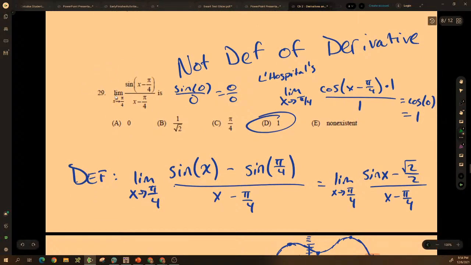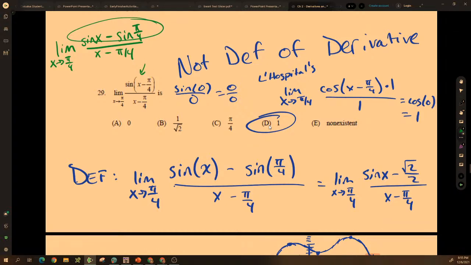All right, next one. We did this one in class where this was not the definition of the derivative. I'll just explain it one more time briefly. The reason this is not the definition of the derivative is in order to be the definition of the derivative, we would have had to have the limit as x approaches pi over 4 of sine of x minus sine of pi over 4 over x minus pi over 4. This top would have had to be two separate terms. It's not, it's just one term. So it's not the definition of the derivative, it's actually just a normal limit.